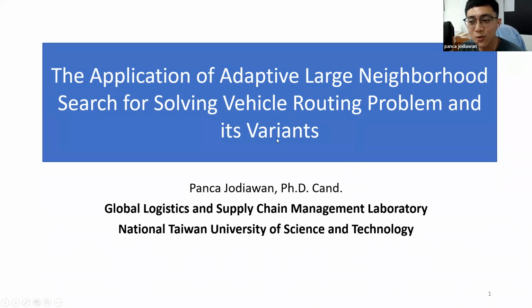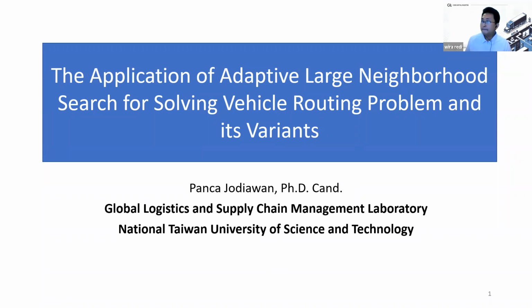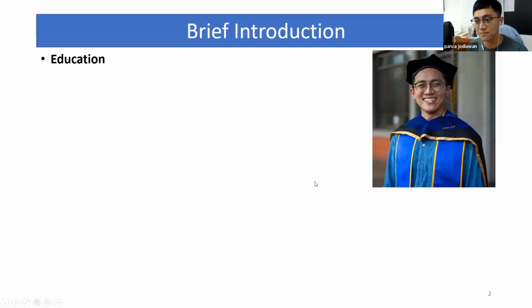So thank you everyone who attended today's webinar. The topic that I would like to present today is the application of adaptive large neighborhood search for solving vehicle routing problem and its variants. My full name is Panca Jodiawan, and you may call me Panca. As Dr. Wira has told you earlier, I am from the same lab as Dr. Wira. The name of our lab is Global Logistics and Supply Chain Management Laboratory in National Taiwan University of Science and Technology. I would like to briefly introduce myself.